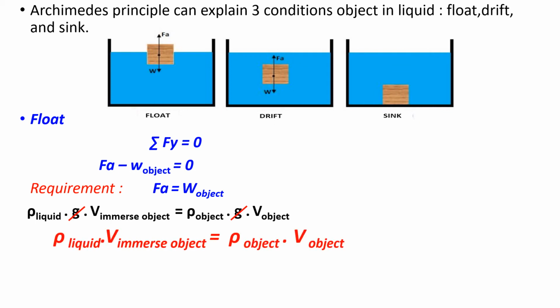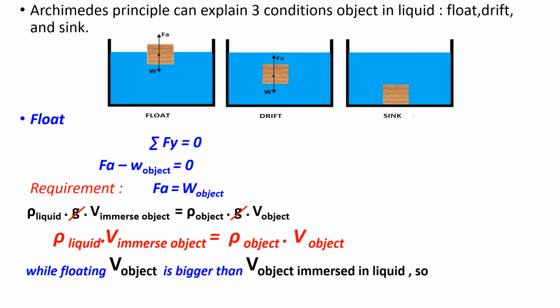And now we get density liquid times volume immersed object equals density object times volume object. While floating, volume object is bigger than volume object immersed in liquid. So in here we get that density of liquid is bigger than density object.